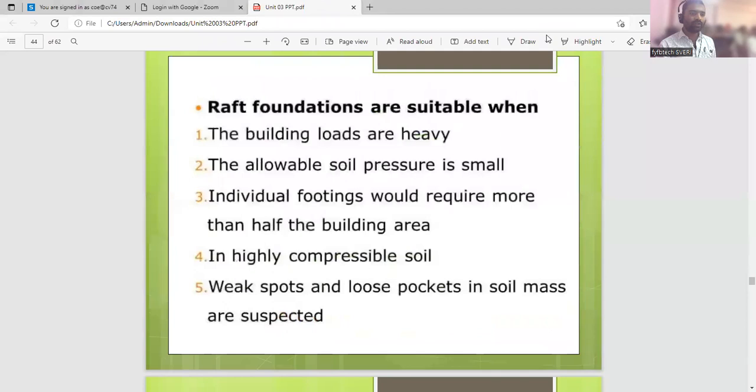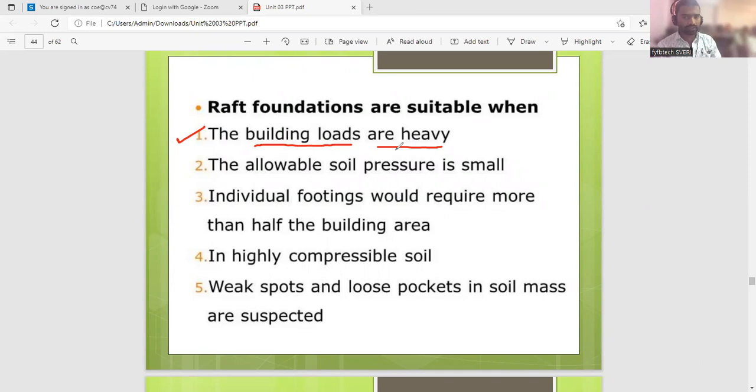Next. So when are raft foundations useful? Raft foundations are suitable when the building loads are heavy. Whatever column loads are coming, if the loads are very heavy. If you go for a 10-story building or 20-story building, is the load high or low?